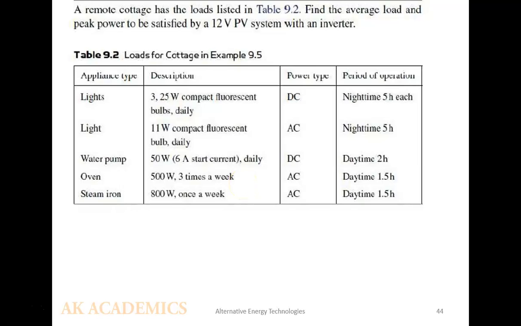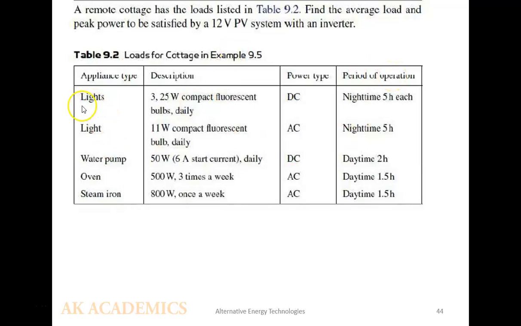A remote cottage has the loads listed in the table below. Find the average load and the peak power to be satisfied by a 12-volt PV system with an inverter. So you can see we have the appliance type, different types of load that we need to power with the PV. Then we have a description of each of the load appliances. Then we have the type of power that each of the load requires, and then we have the period of operation, the time of use of the loads.